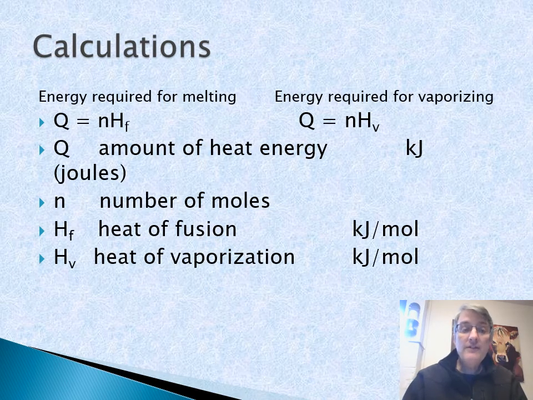Okay, so let's summarize everything. When we have a phase change, we can either use n times HF or we can use n times HV, depending on whether we're melting or boiling. The equations are very similar. We have the number of moles and we have two constants that go along with that material.